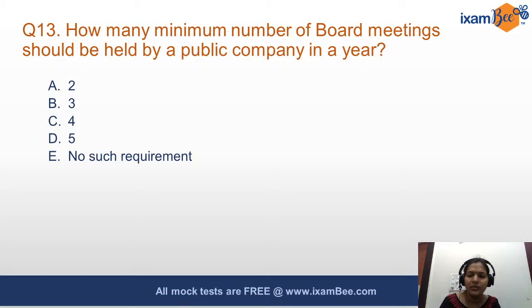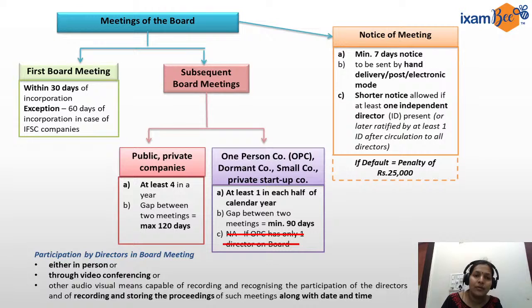Okay, so question number 13. The minimum number of board meetings that should be held in a public company in 1 year is 4. So these are the rules related to the meetings of the board. They are given under Section 173 of the Companies Act.